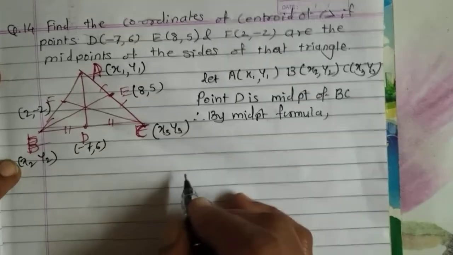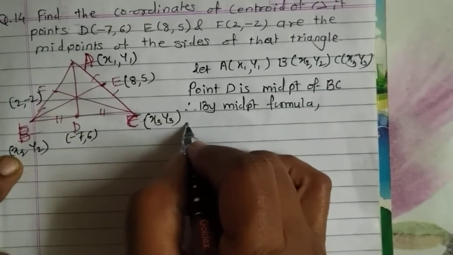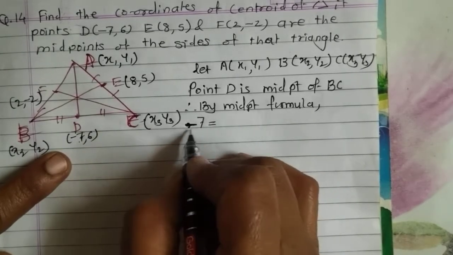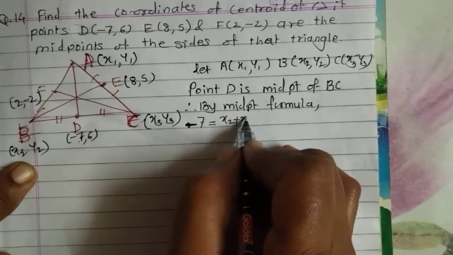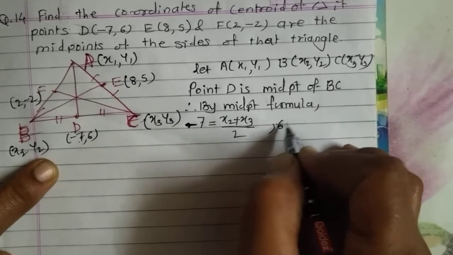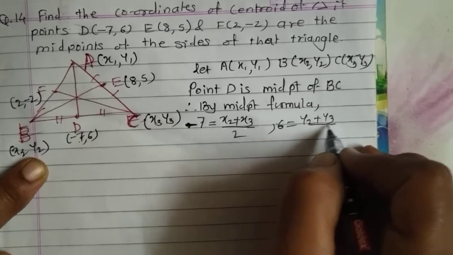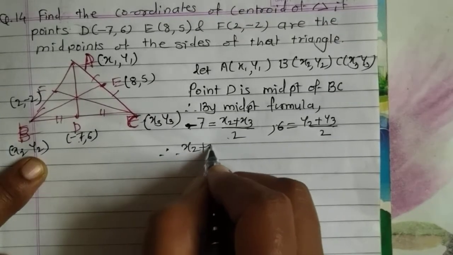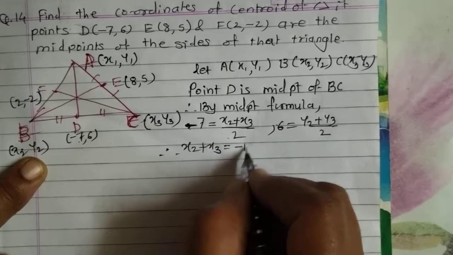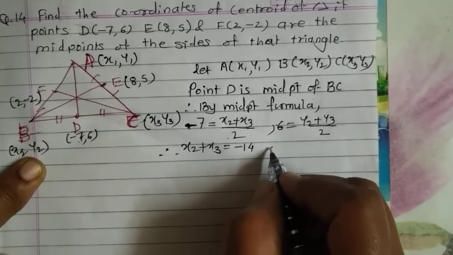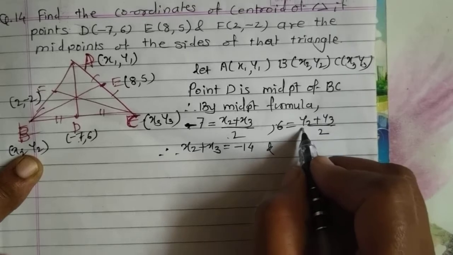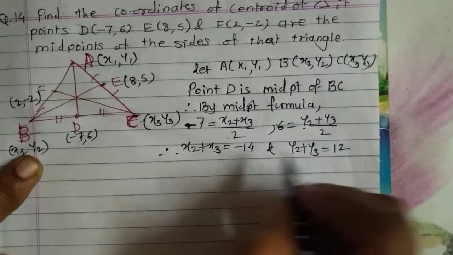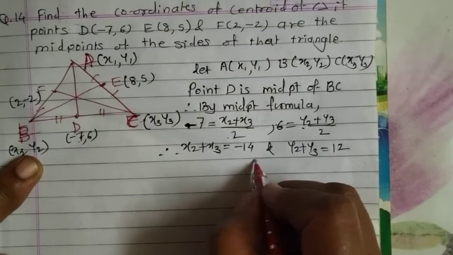By the midpoint formula, we take the sum of these two and divide by 2. The x coordinate of the midpoint: -7 is equal to (x2 plus x3) upon 2, and 6 is equal to (y2 plus y3) upon 2. By cross multiplying, we get x2 plus x3 is equal to -14, and y2 plus y3 is equal to 12. This is the first relation.